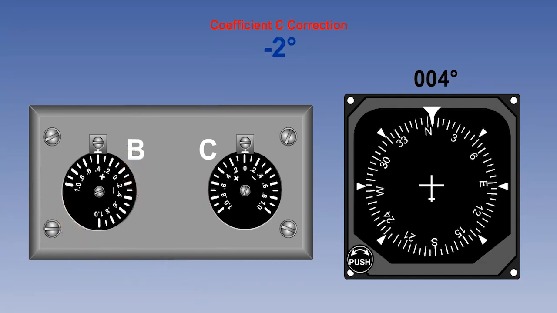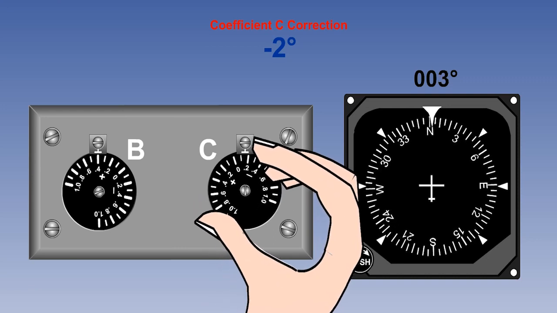And coefficient C is removed on headings north and south, because as we saw from the graphs earlier, the relevant coefficients will be at their maximum on those headings. Let's make the error due to coefficient C -2 degrees.